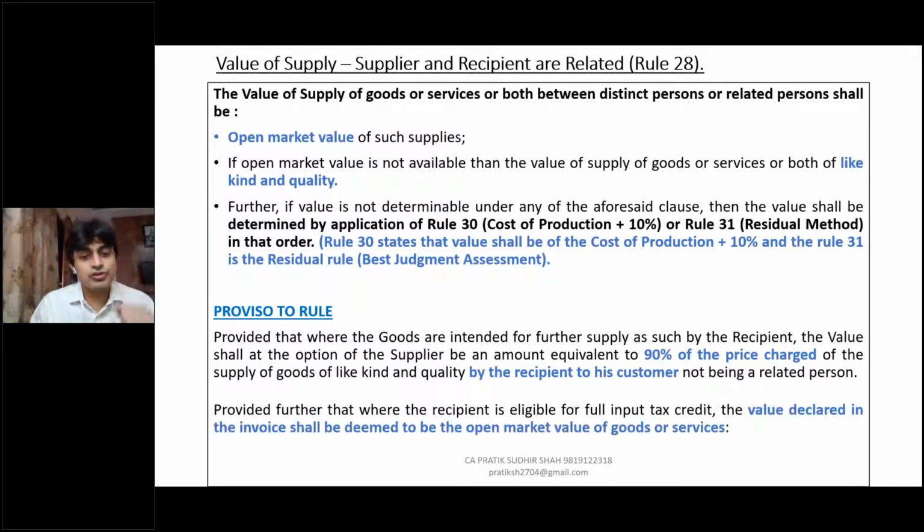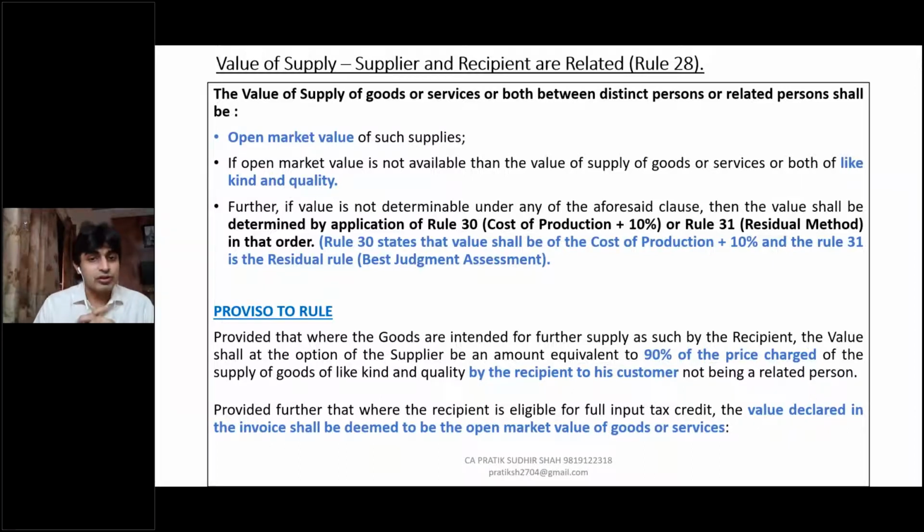And the second proviso is, see what it is. Now this, I don't think it is logical. What it is saying, where the recipient is eligible for full input tax credit, value declared in the invoice shall be deemed to be the open market value.